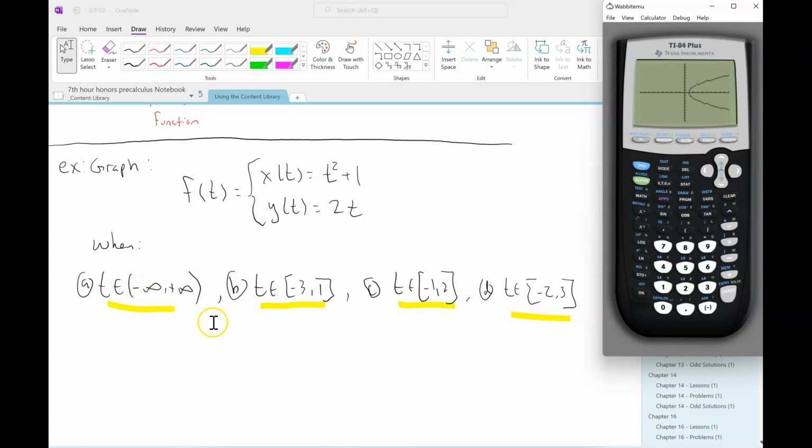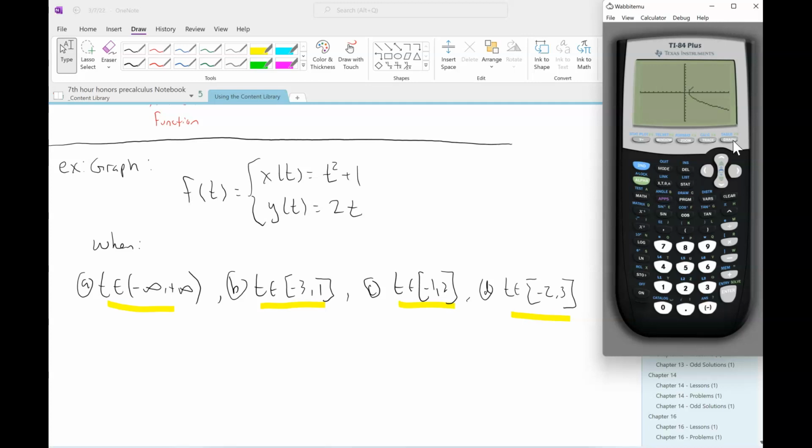Okay, so let's look at part B now, where we're going to go from -3 to 1. So I'm just going to go back to the window, change the Tmin to -3 and the Tmax to 1, and then hit graph again. What do you notice? We're just getting a segment of the previous picture, right?